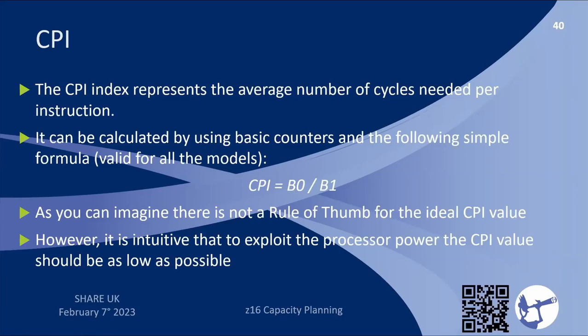So if every time you do an instruction you just need one cycle, at that point you would exploit the machine in the best way. If you do an instruction and you take 20 cycles, let's say it's clear that you are somewhat losing the power of the machine in some way.